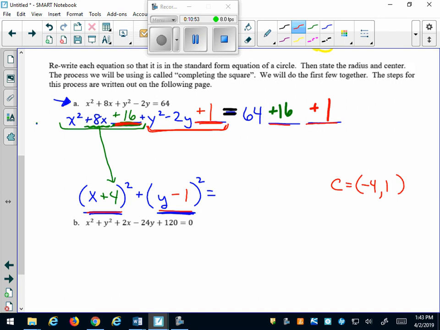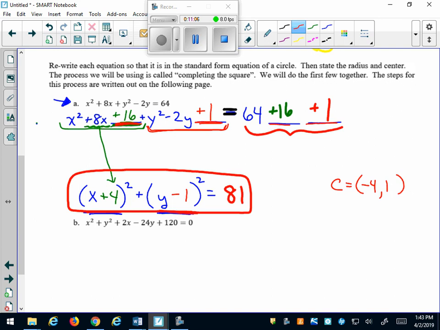So now we have 64 plus 16 plus 1, which is 81. So we've now completed our circle equation. And what's the radius of this circle? 9.